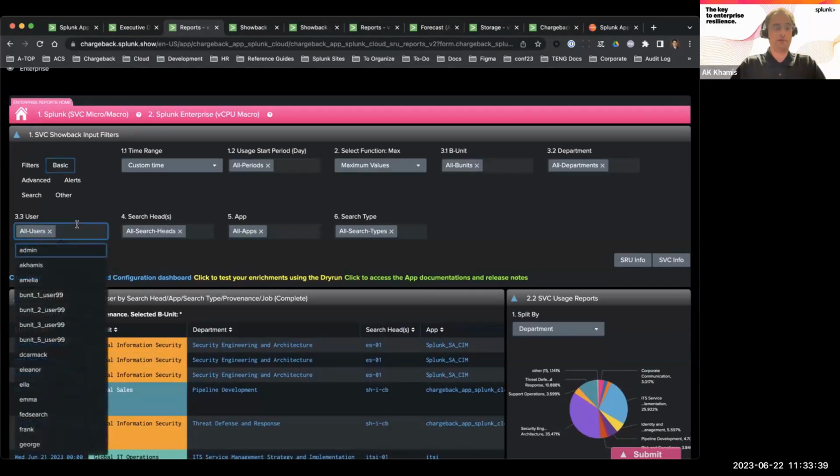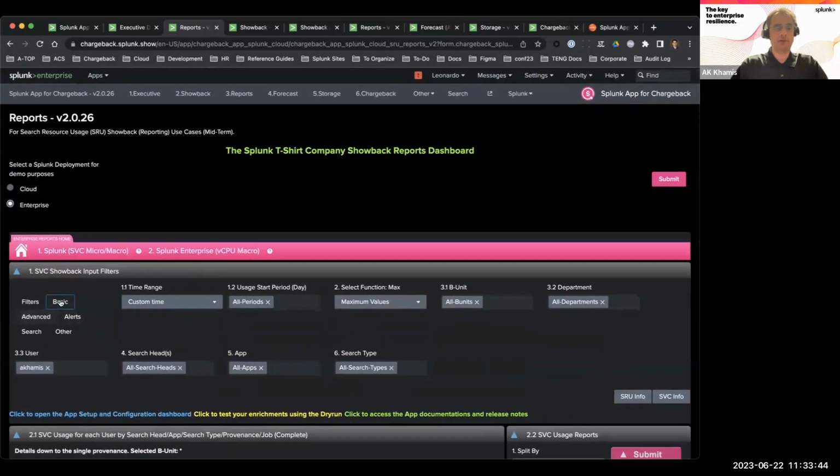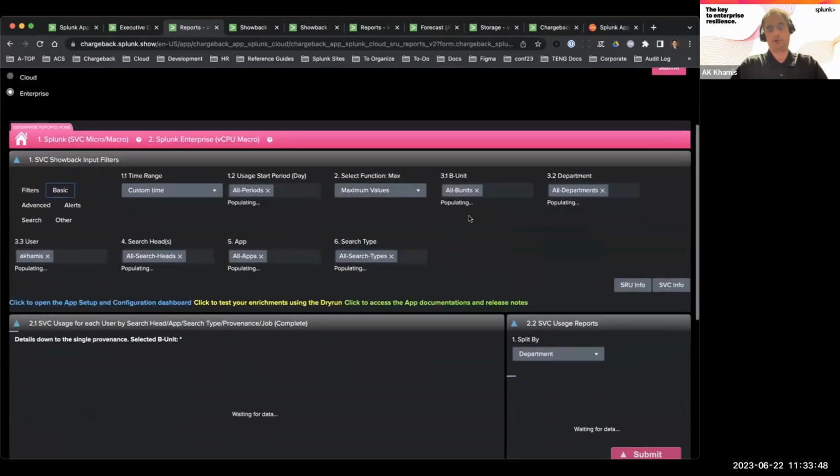Sounds good. Yeah, perfect. Let's pick on me. Hey, Thomas, we just go back to the filters, go to basic, pick your user from the list, or you can use the business information.